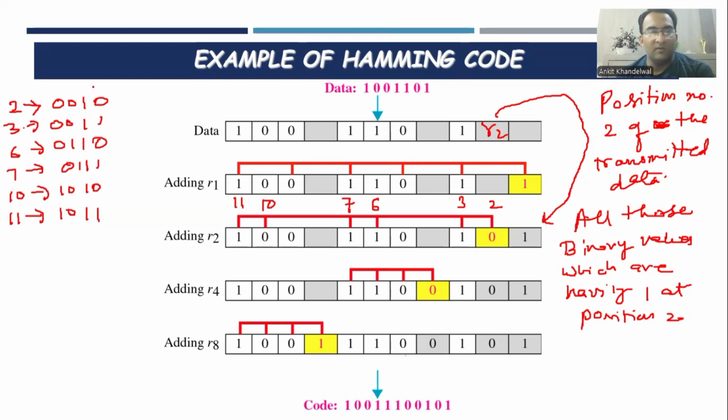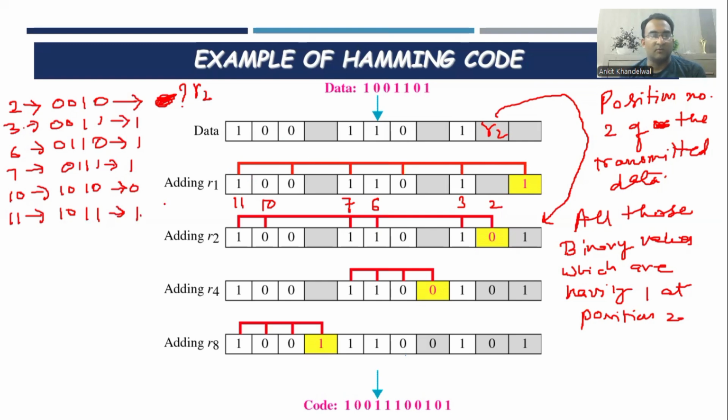So how do we find the value of these? The value at position number 2 we have to find out, because that has to be R2. Now the value at position number 3 is 1, at position 6 is 1, at position 7 is 1, at position 10 is 0, and at position 11 is 1.